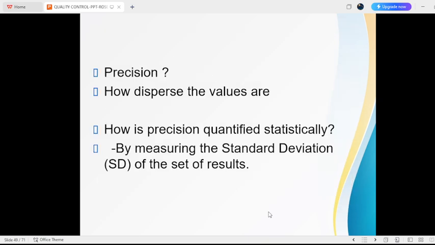Precision means how dispersed the values are. How is precision quantified statistically? By measuring the standard deviation of the set of results. So from the standard deviation, we can quantify the precision.